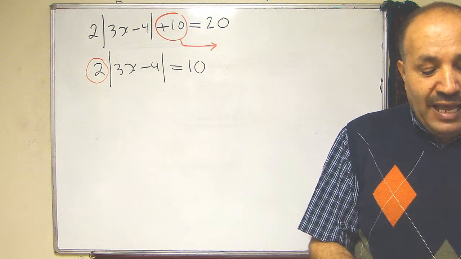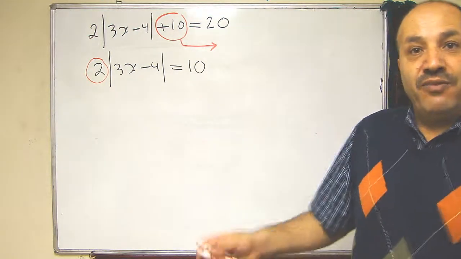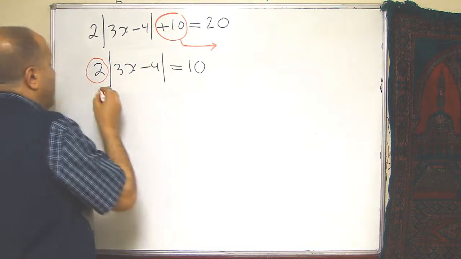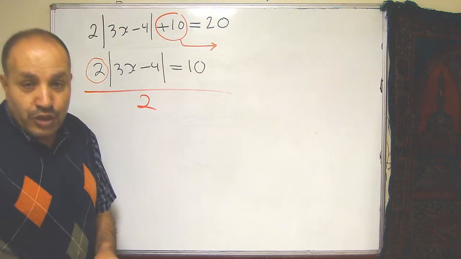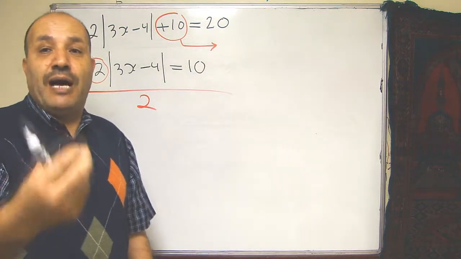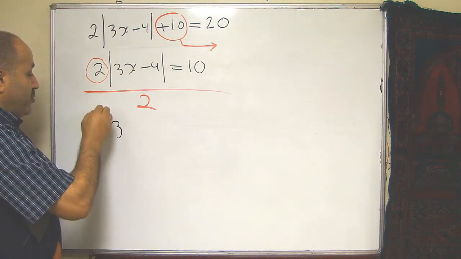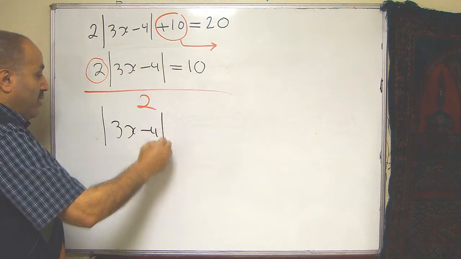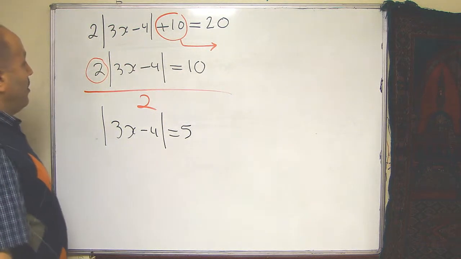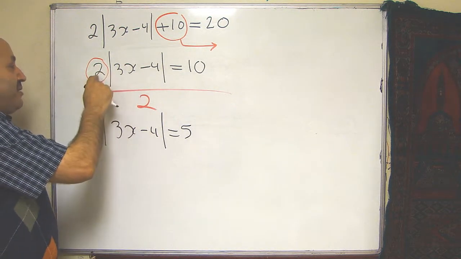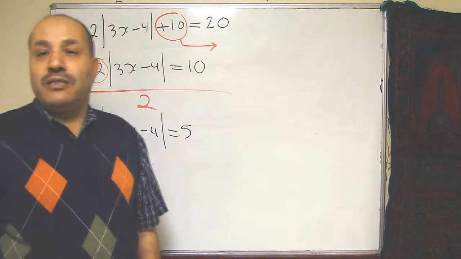We should not have the number 2 here. That means I will have to divide both sides of the equation by the given number. So I will have to divide by 2. Why am I doing this? Just because I will have to have the absolute value by itself on one side. So this is what we will get: the absolute value of 3x minus 4 equals 5. I did not divide the inside, but I did divide the outside, which is the coefficient, because the 2 is being multiplied by the whole expression.